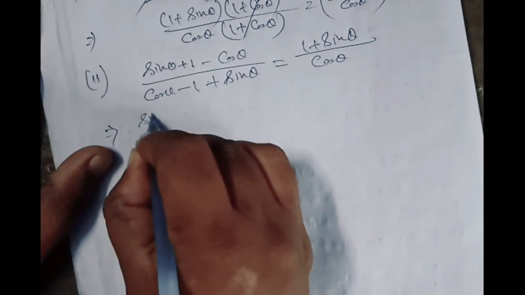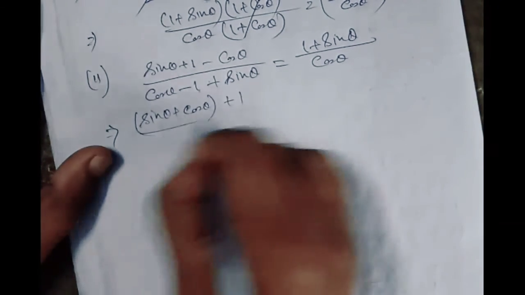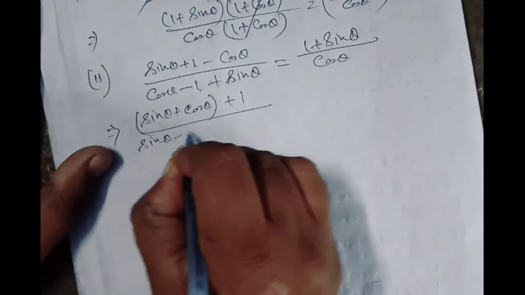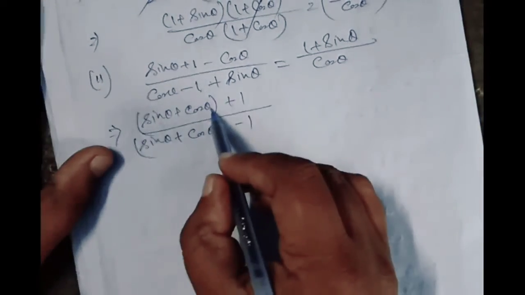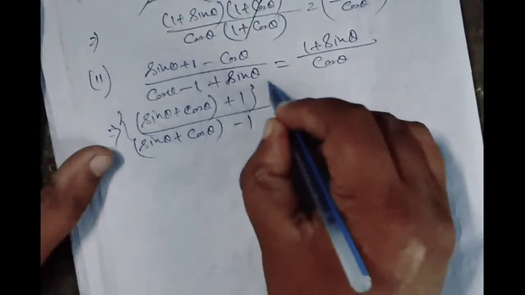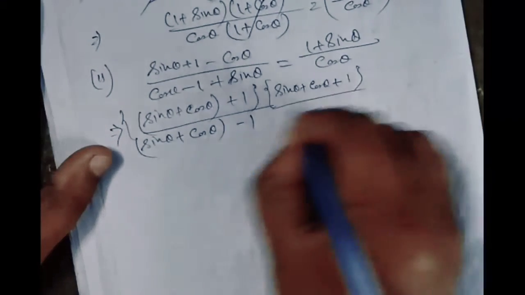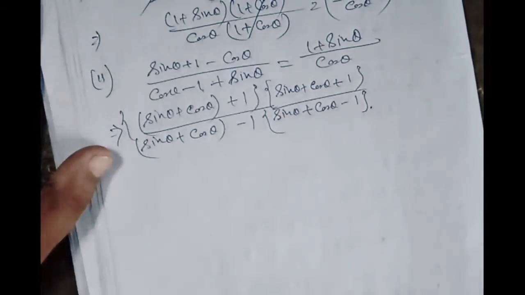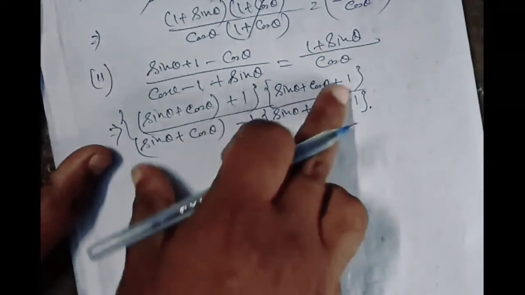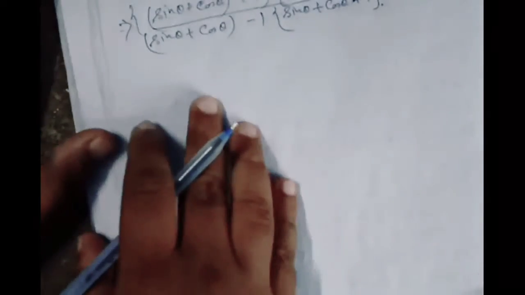we should just adjust, that is (sin theta plus cos theta plus 1), and this is again (sin theta plus cos theta minus 1). Now we have to multiply the numerator and denominator by (sin theta plus cos theta plus 1). Okay. Next, if we do the calculation and proceed, we will get this answer. Okay. Next, move to another question.